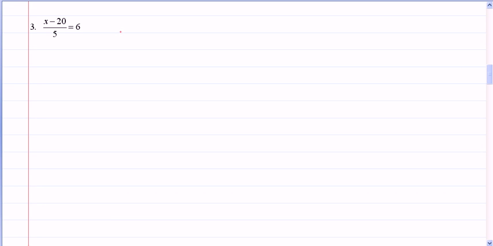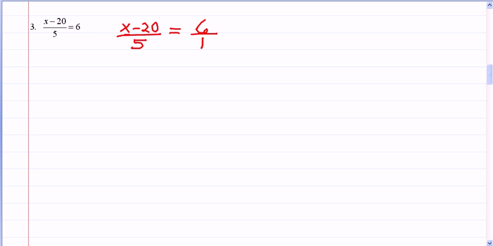For number 3, x minus 20 over 5 equals 6. So this example might look different for two reasons. One is that we just don't have an x. Now we have an x minus 20. The other is that 6 is not a fraction. So an easy fix to that is just take 6 and write it over 1. As long as you have a fraction on one side, you can easily turn the other side into a fraction by writing it over 1.